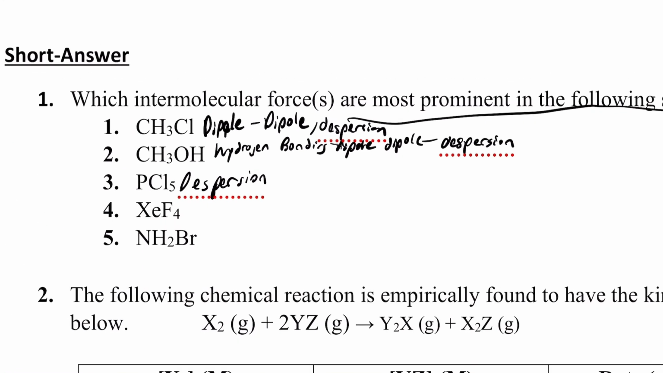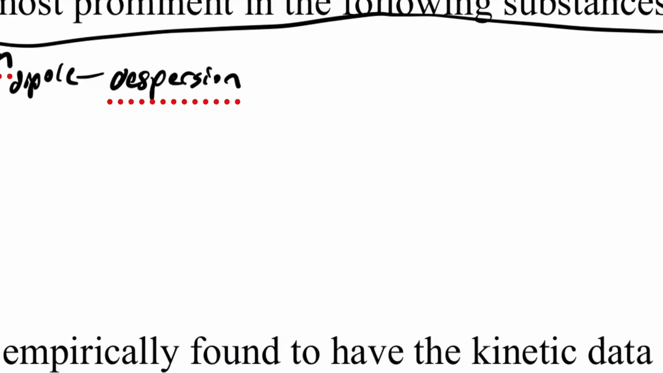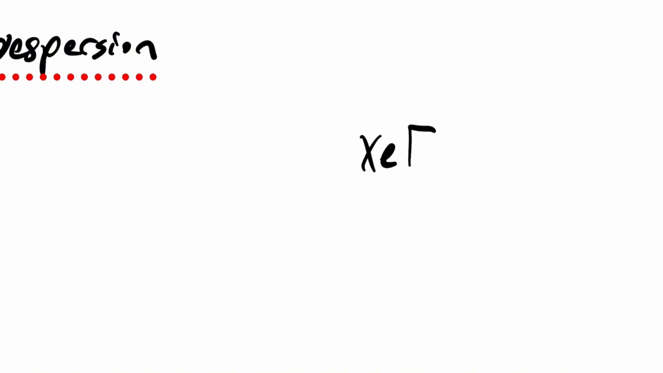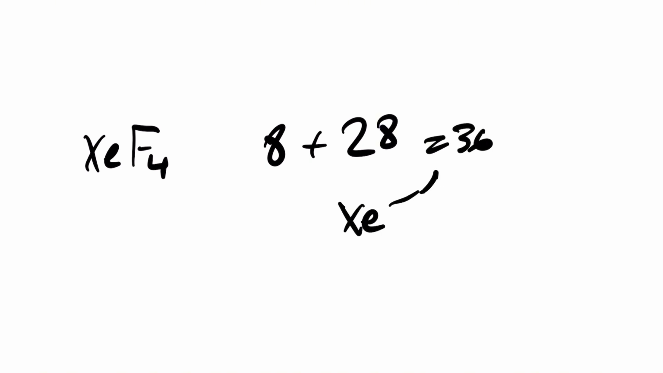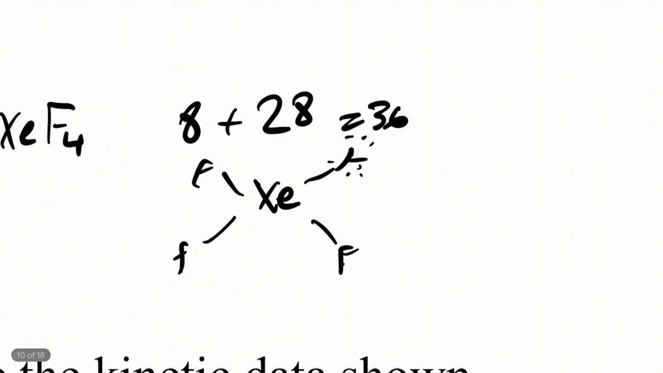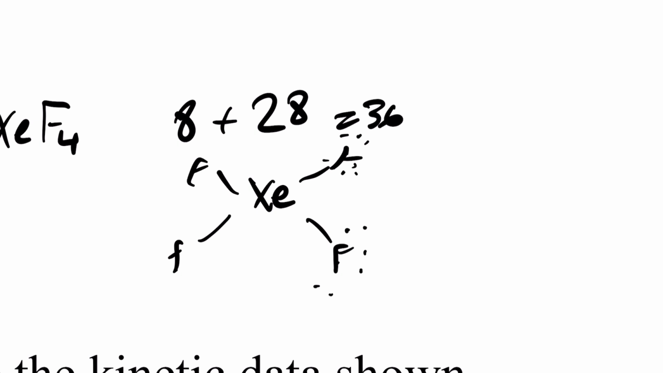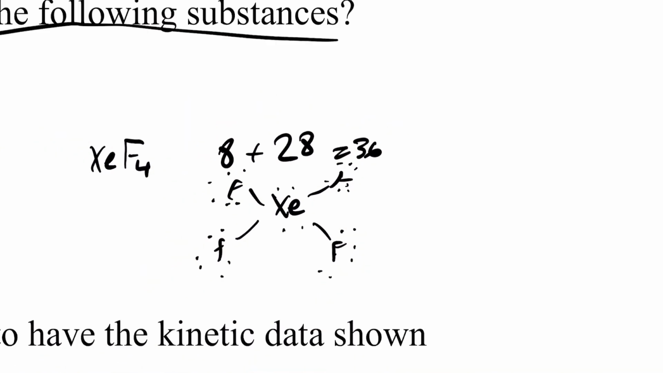Dispersion. Xenon tetrafluoride. I already know it's dispersion, but I'll just show you guys how to do it. So XeF4, right? It'd be 8 plus 28 equals 36. Xenon, fluorine. There's 8, and then 1, 2, 3, 4, 5, 6 on each. So that's 32, and then you add there. Square planar, right? Dispersion.